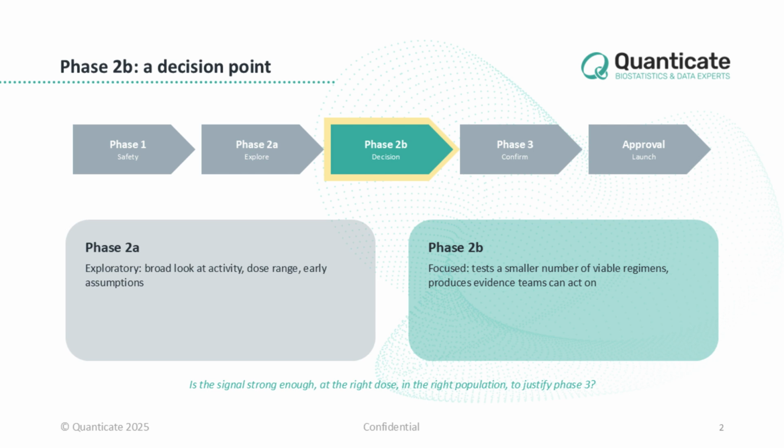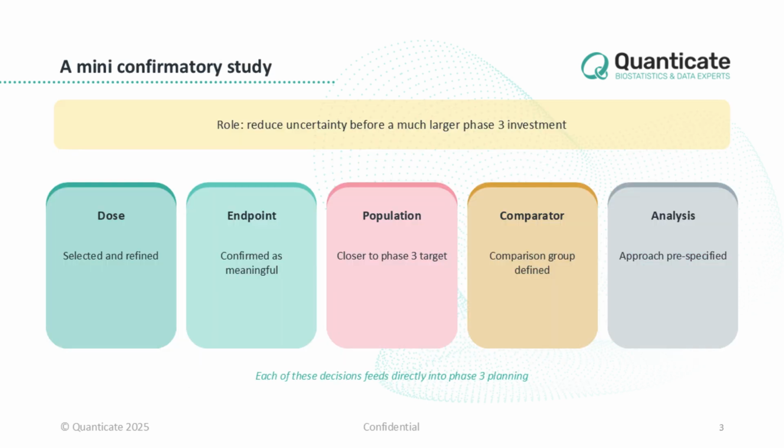This is what makes phase 2b different from earlier exploratory work. Phase 2a may still be looking broadly at activity, dose range, or early assumptions, while phase 2b is more focused. It usually tests a smaller number of viable regimens and produces evidence that a development team can act on. The chosen treatment approach is tested more deliberately. That includes the dose, endpoint, study population, comparison group, and analysis approach that may later inform phase 3 planning.